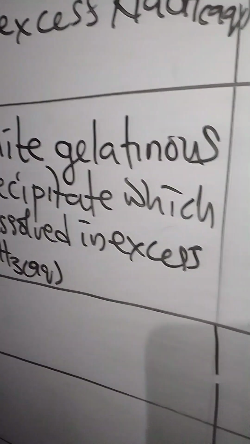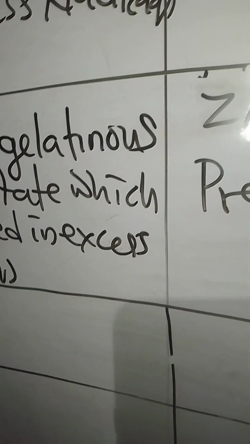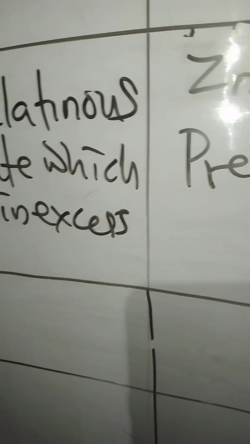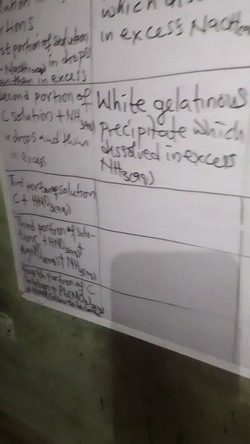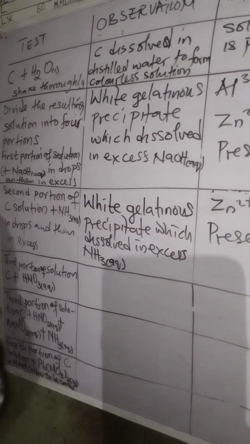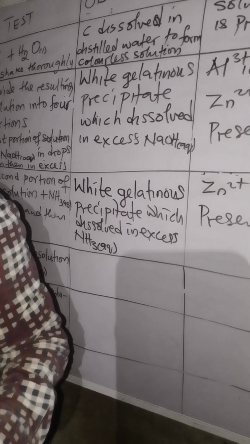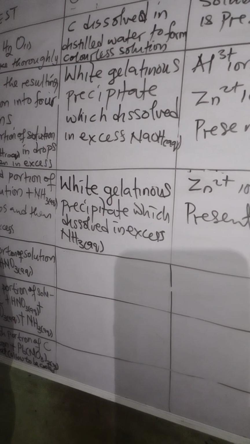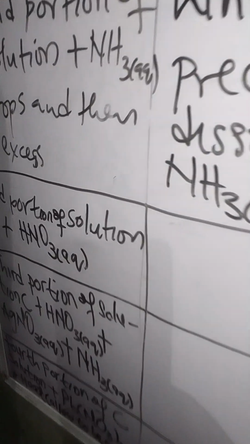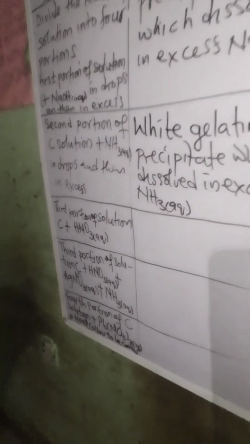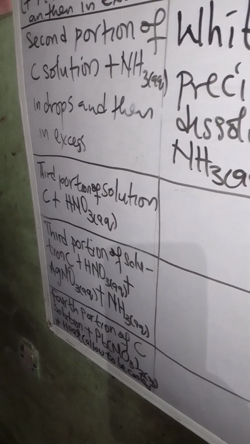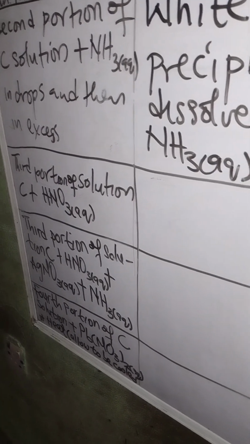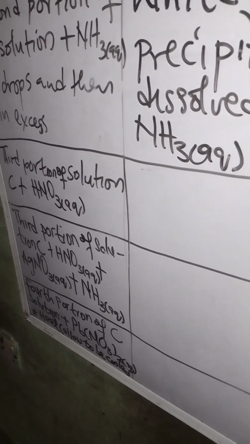So since the thing got exhausted, let me go to the third portion of solution C. What did he say we should do to that? To the third portion, he said we should add HNO3 first. We should add HNO3 followed by AgNO3.